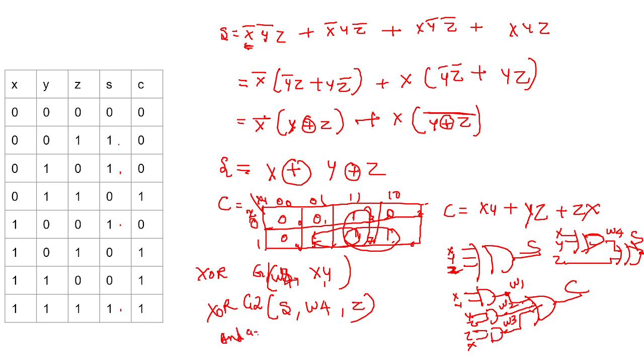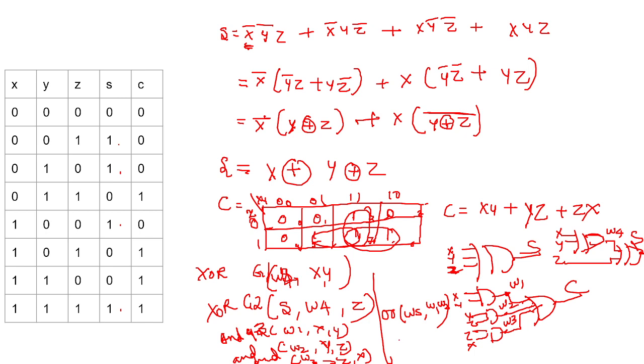AND gate, G3. W1 is X Y. Then again AND gate W2 is Y Z, and W3 will be Z X. I will apply these through AND gates, and then the final result I will apply through one OR gate. I will take W5, W1 or W2, and then W3 or this one W5. I will store it in final C.